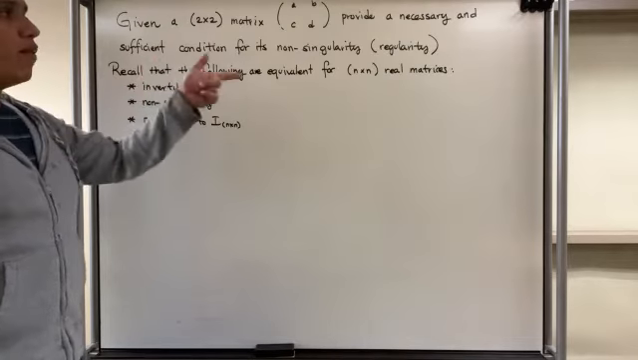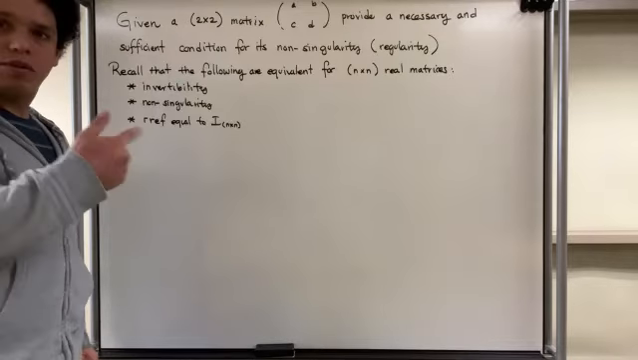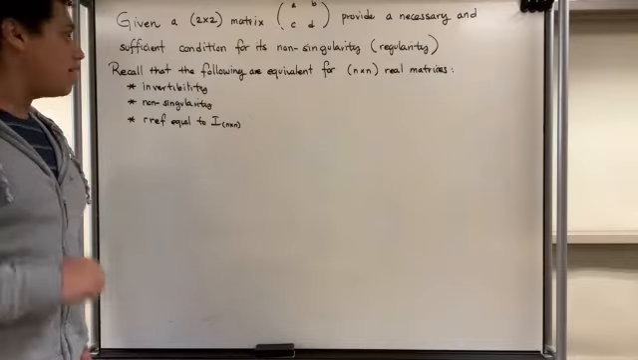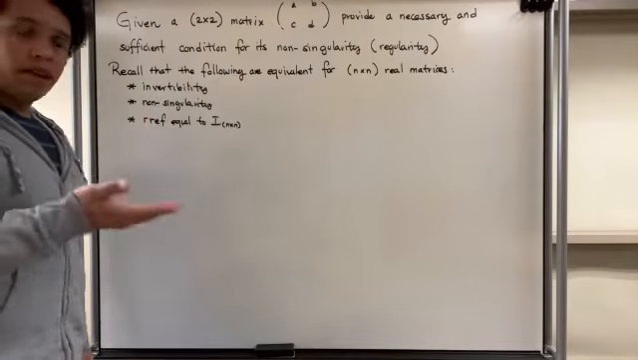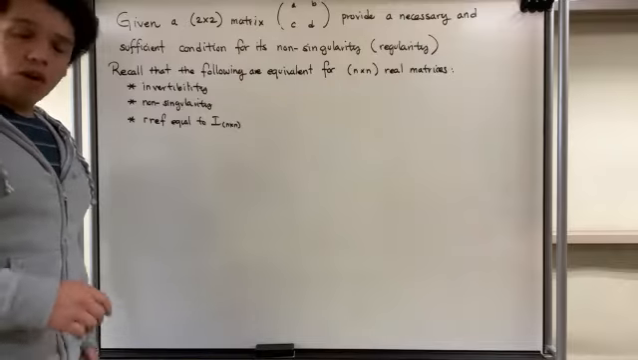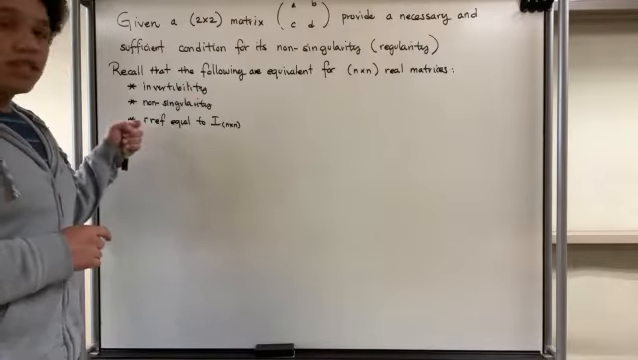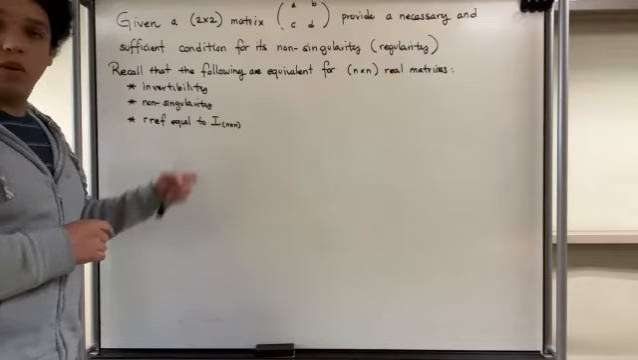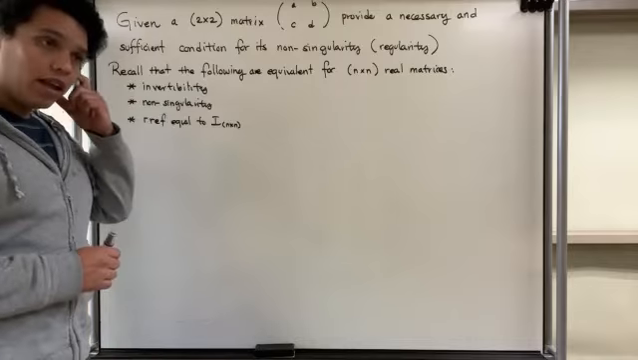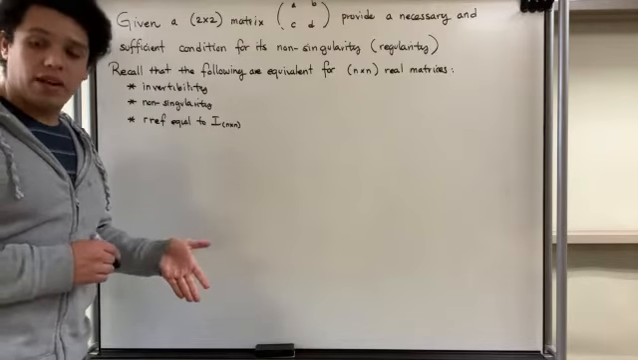Recall that the following are equivalent for n by n real matrices. Invertibility, meaning being able to multiply a given matrix on the left and the right and obtain the identity. Non-singularity, indicating that its columns or rows form a linearly independent set, and that its unique row reduced echelon form is equal to the identity. Now, I'm going to use this one in hope to obtain a numerical condition. That is really what the determinant is for.